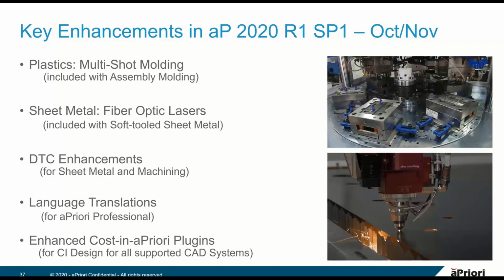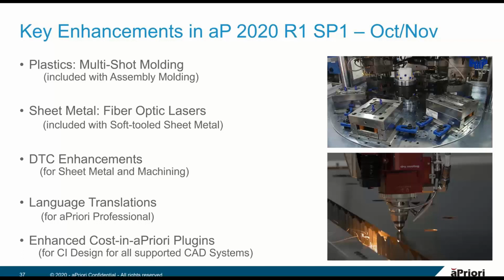And then on the sheet metal side, relatively recently, there's a new line or more advanced line of fiber optic lasers that are more powerful, faster, more stable. So a lot of customers have those lasers. We're moving to supporting those machines and calculating the cost for using those in the routing.